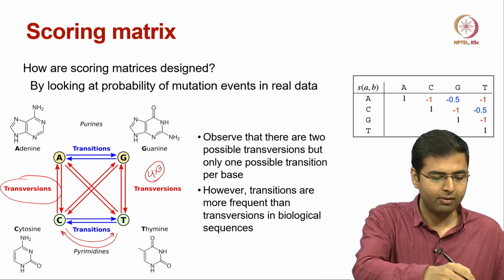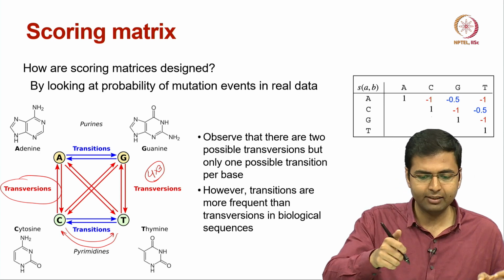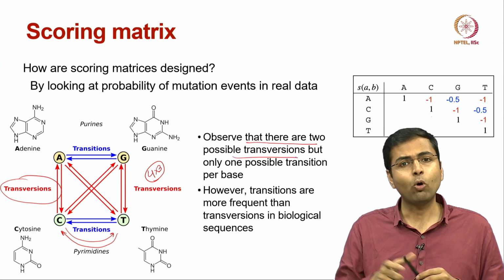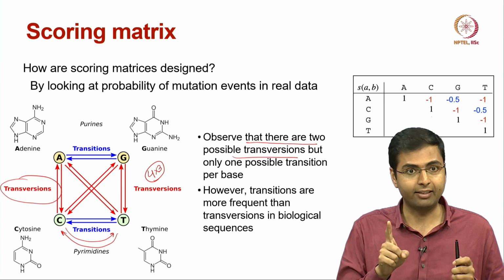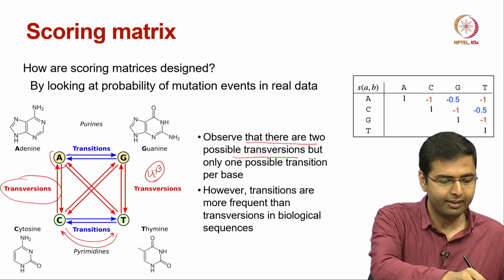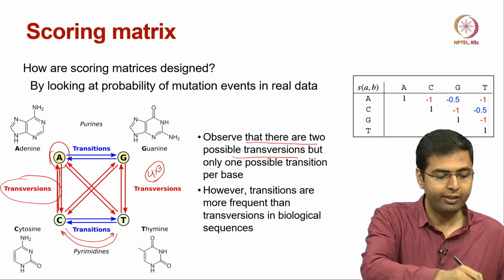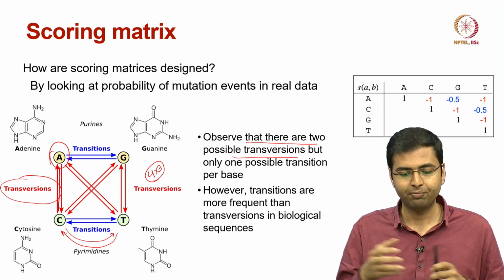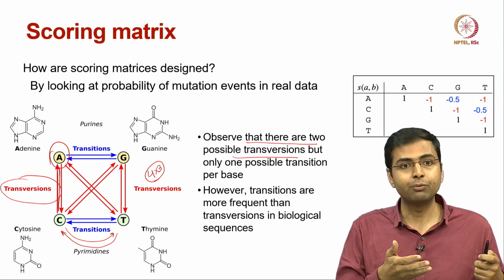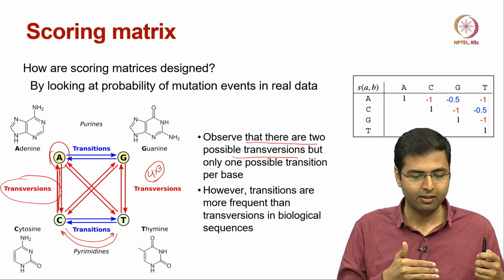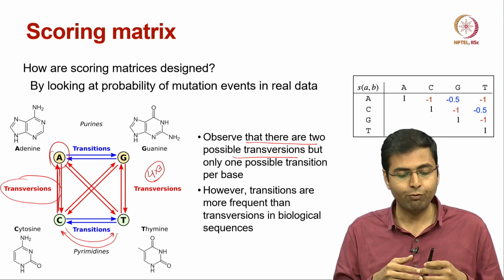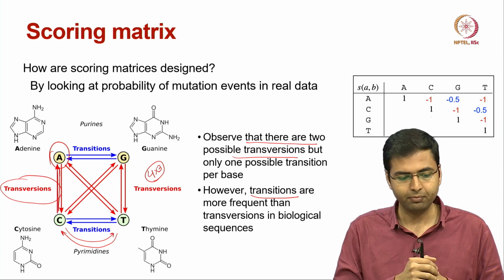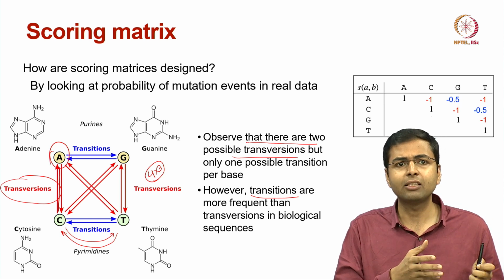Now, if you look at all possible mutations, then observe that there are 2 possible transversions, but only 1 possible transition for each character. So, for example, if you look at character A, you can have a transversion to C and T, but you can transition to only G. So, there are more transversion events than transitions. But if we look at real data, then what we find is that transitions are more frequent than transversions, and that is because of the chemical structure of these nucleotides.